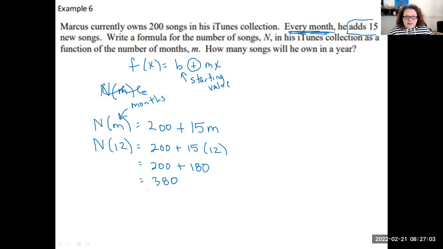So in 1 year, so in a year, I'm going to write this. Marcus will have 380 songs in a year.